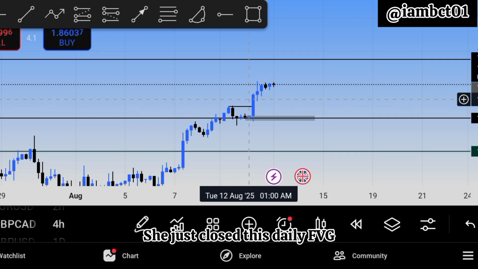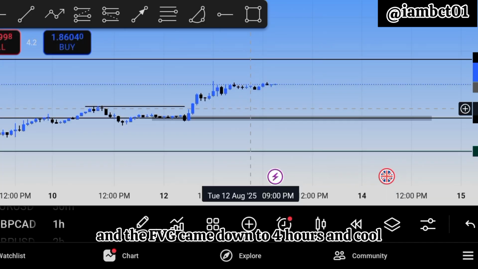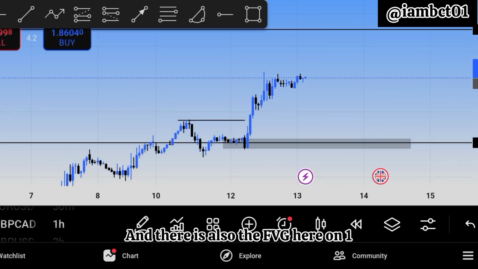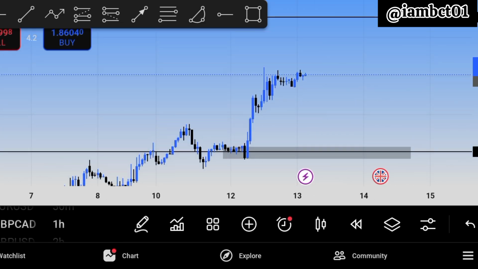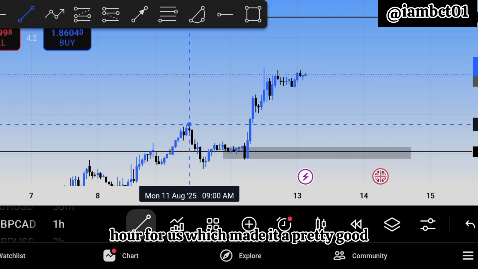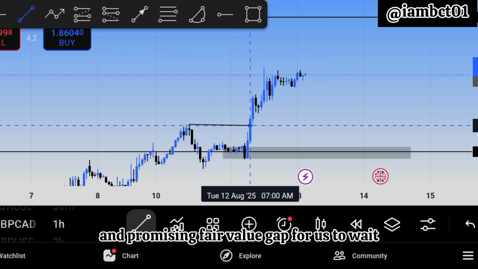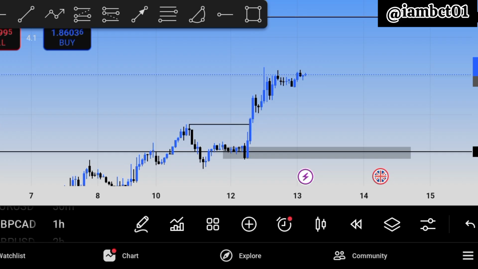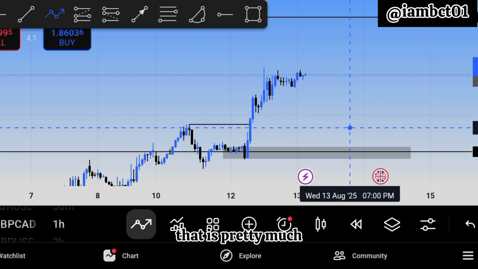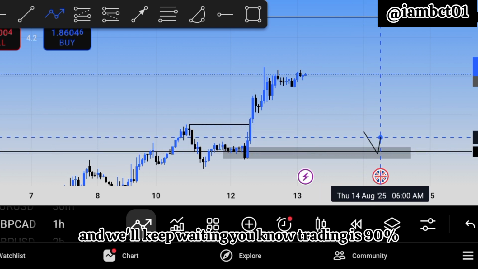Just close this, I mean daily FVG, and the FVG came down to 4 hour, and cool. And there is also the FVG here on 1 hour for us, which made it a pretty good and promising fair value gap for us to bank on. So that is pretty much all about the VP card, and we'll keep waiting.